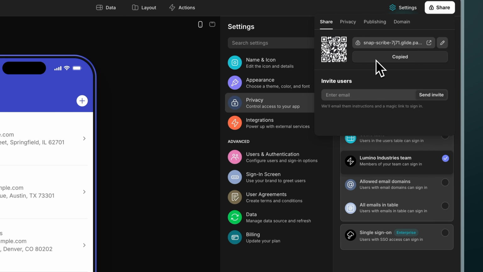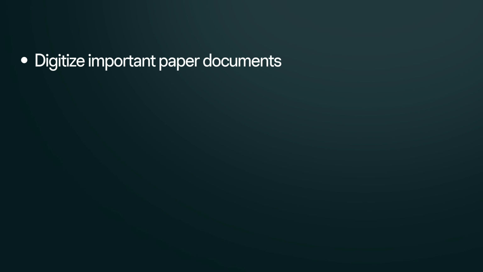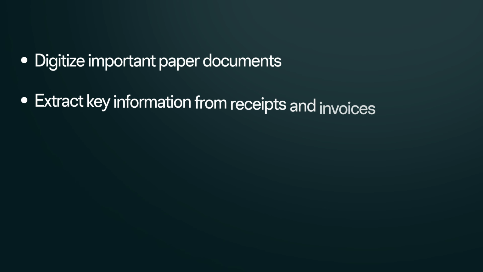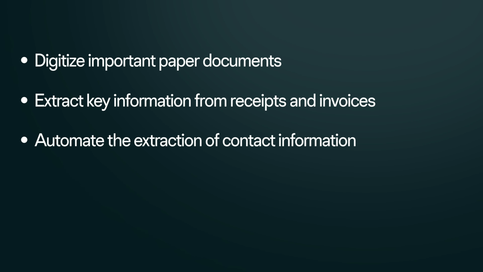The app will work on any device. From here, you can even connect it to a custom domain. And that's it. Now your users can capture images and see the extracted text right away. This makes it easy to digitize important paper documents, extract key information from receipts and invoices, and automate the extraction of contact information from business cards.